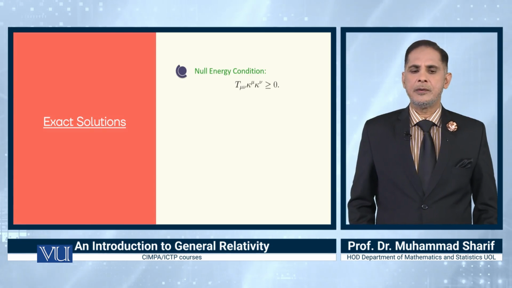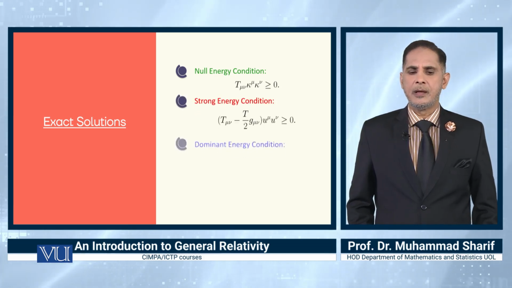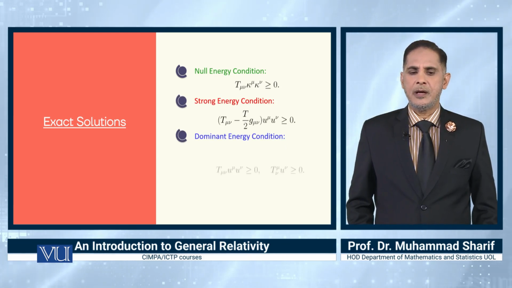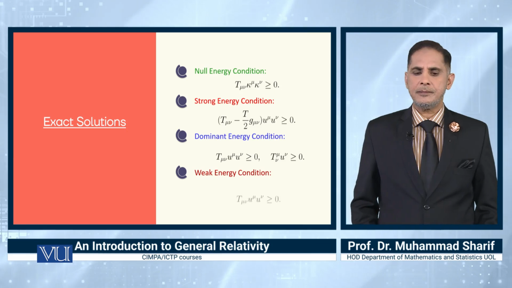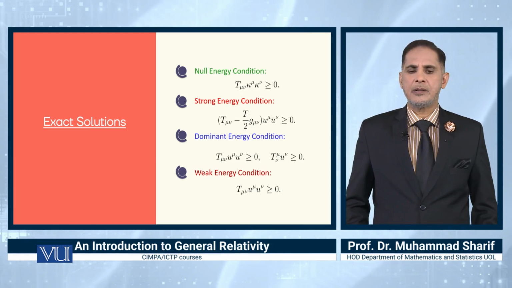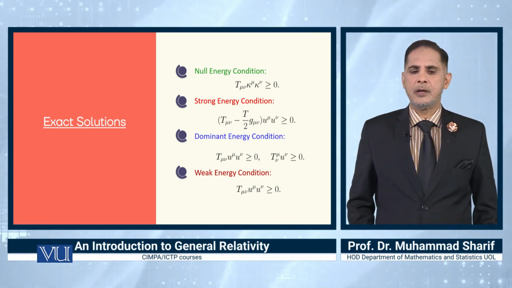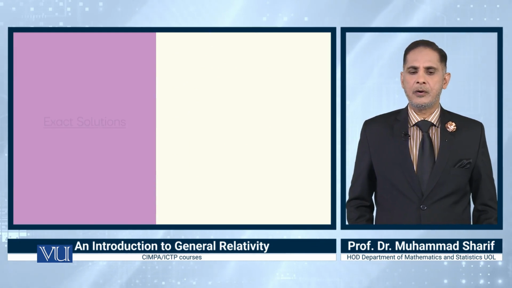Now, these conditions can be described as follows. Number one, the null energy condition. Number two, the strong energy condition. Number three is the dominant energy condition, and number four is the weak energy condition. You can see these conditions are described in terms of the energy momentum tensor. U is the velocity, K is the null vector.